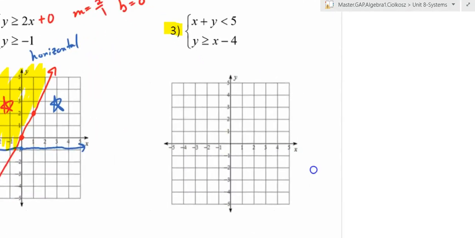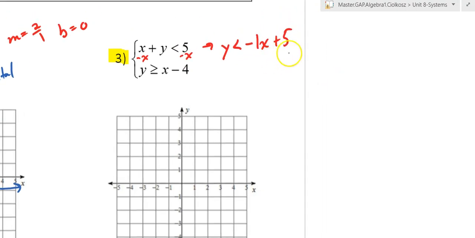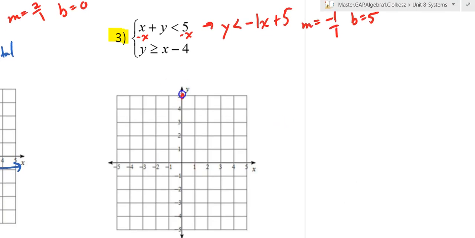Our last example, a bit more work. So as you remember, we can only graph when it's like y equals mx plus b. So here, I'm going to have to get y by itself. So I'm going to subtract x from each side, which gives me y is less than negative 1x plus 5. So going to graph here, we know that m is that -1 over 1, and my b is positive 5. So I'm at 5, down 1, right 1. Since it's just less than, this one gets a dashed line.